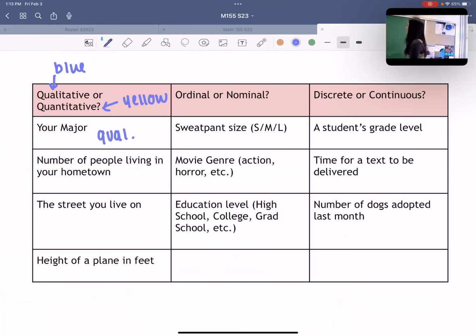All right, number of people living in your hometown, blue or yellow? Lots of yellow. Anyone with yellow want to explain?